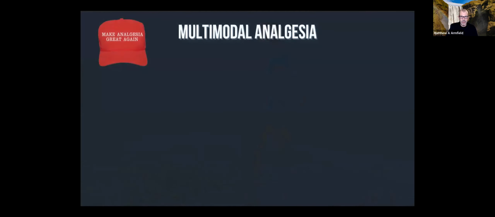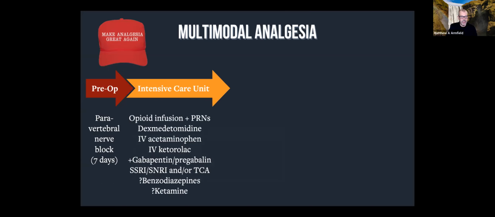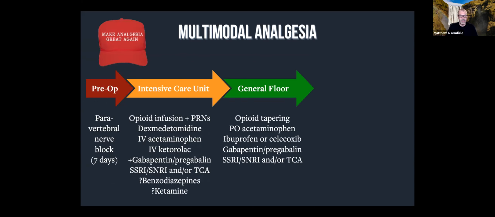So this is where the majority of the drugs come in. Pre-op, at our center, we always do a paravertebral nerve block, and that's usually kept in for 7 days. That has been shown to reduce length of stay and reduce postoperative pain. After the surgery, they go to the intensive care unit, and this is where I just throw everything but the kitchen sink at them. They're on an opioid infusion plus PRNs. They're on Precedex, IV Tylenol, IV Toradol, gabapentin, usually an antidepressant or a tricyclic antidepressant. Sometimes a benzo and ketamine can also be used. Really everything that's in your arsenal, we throw at them to help them get up and able to function as quickly as they can.